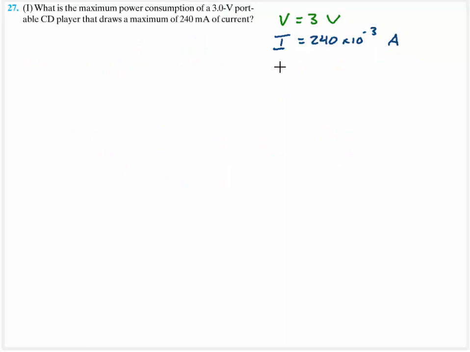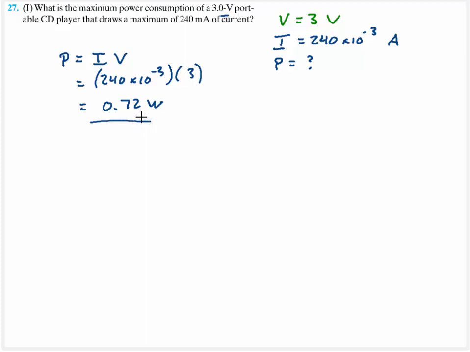And for problem number 27, I have some potential from a portable CD player. I know how much current it's drawn, asking for what is the maximum power consumption, and I know power consumption, I can write that as the current times the voltage, so it's going to essentially be 240 times 10 to the minus 3 amps multiplied by the potential 3, and I'm going to come up with 0.72 watts.